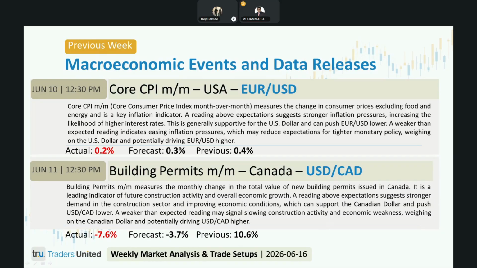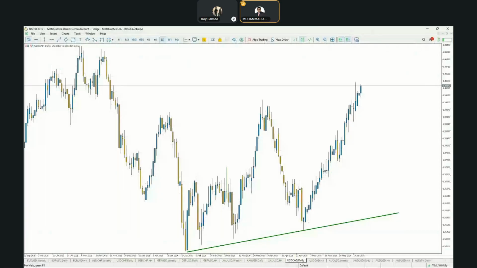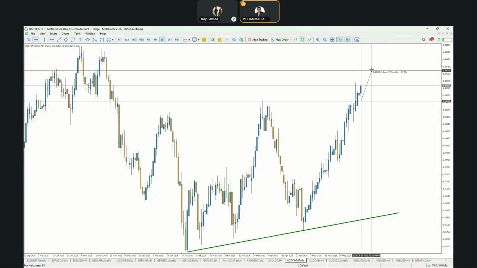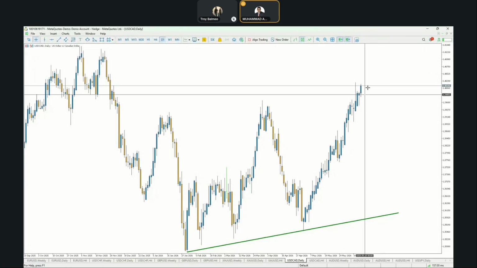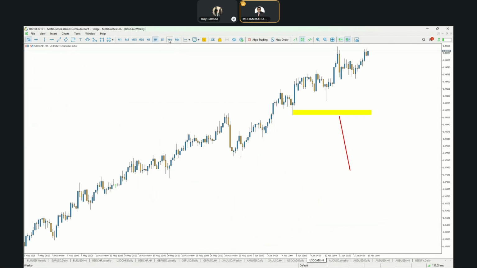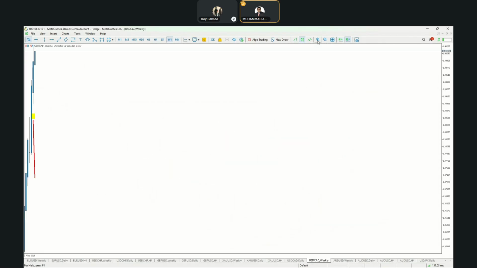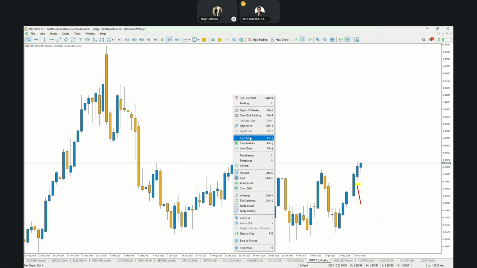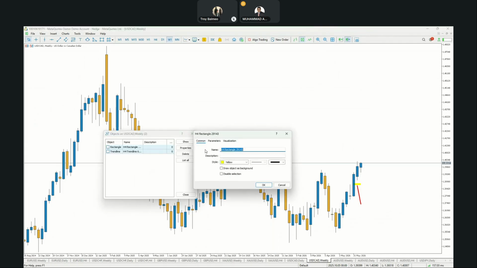The trading outlook. The short-term bias is obviously bullish in USD CAD in principle, and the way I see it, market is probably going to rise up even further. If we take a look at the weekly time frame over here, let's remove some of this stuff.